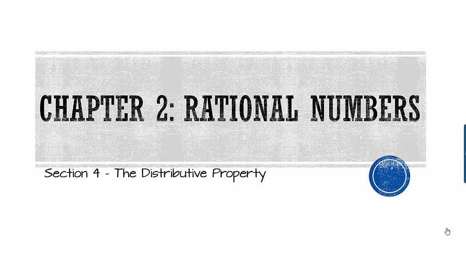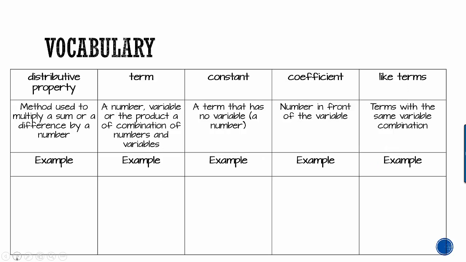Chapter 2, Section 4 is all about the distributive property. So a couple vocab words for you tonight. The distributive property is a method used to multiply a sum or a difference by a number.